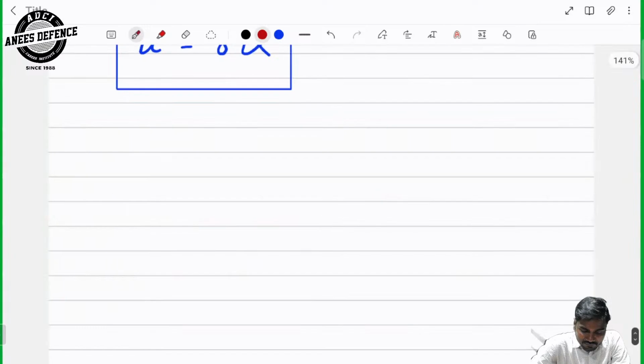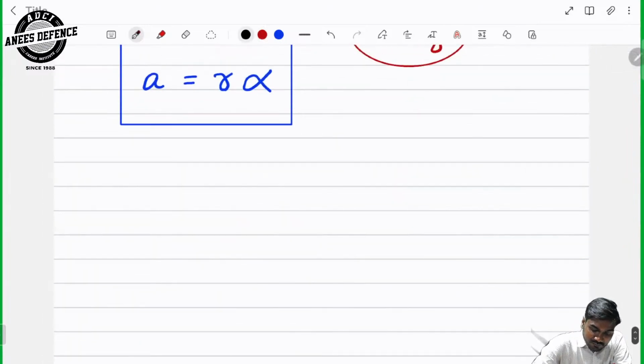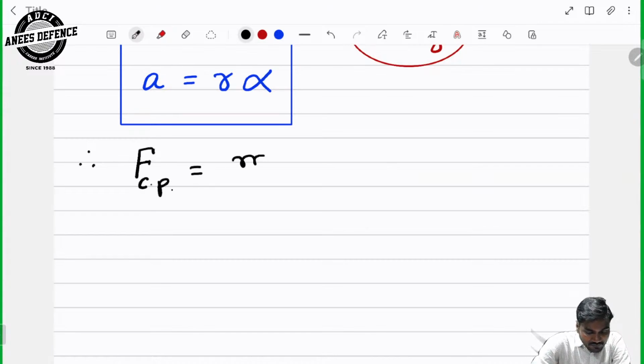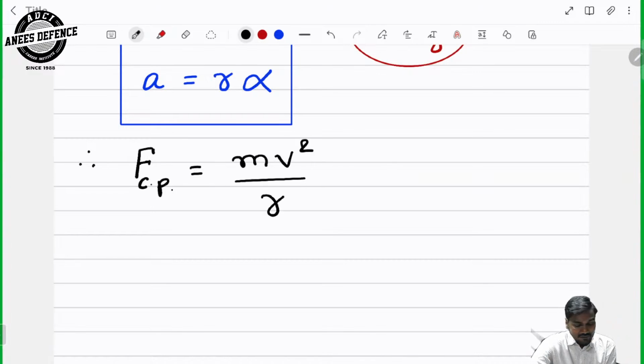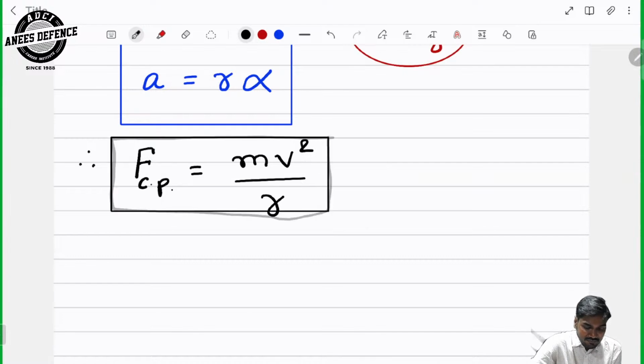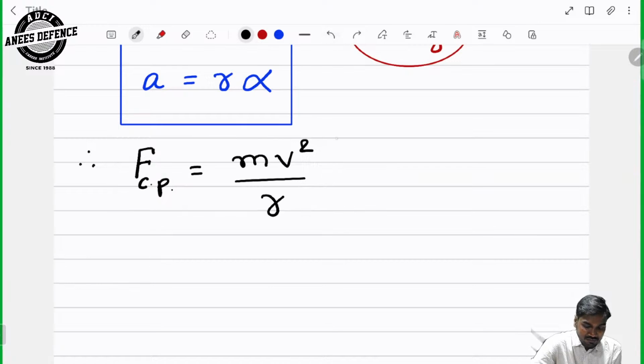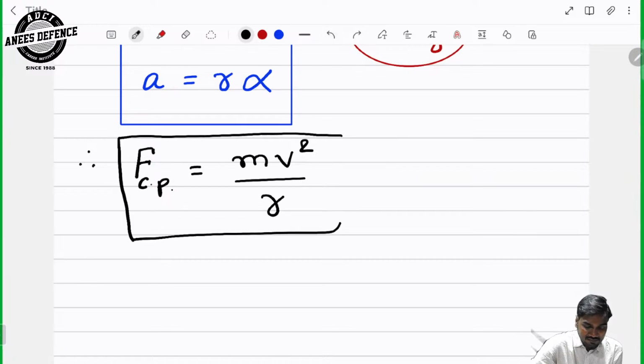Next, listen. Hence, centripetal force is equal to mv square upon r. This is the formula for centripetal force. M is mass, v is velocity, r is radius, right? So the first formula you can write: centripetal force is equal to mv square by r.